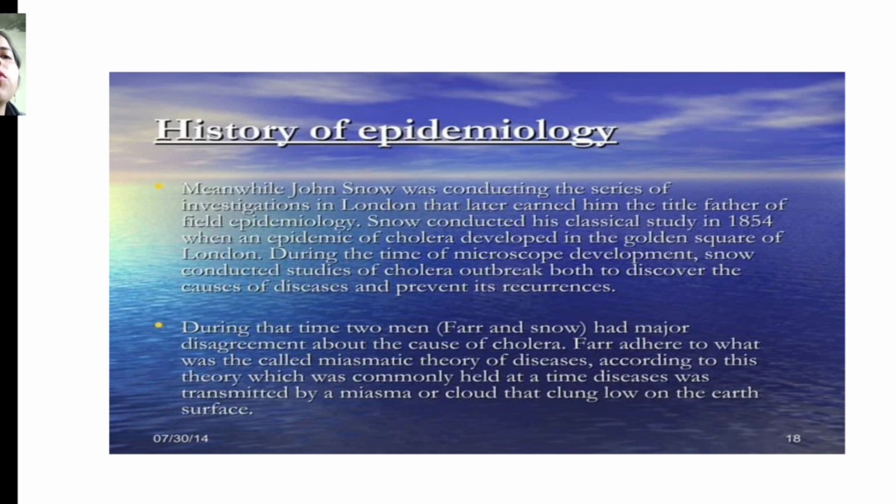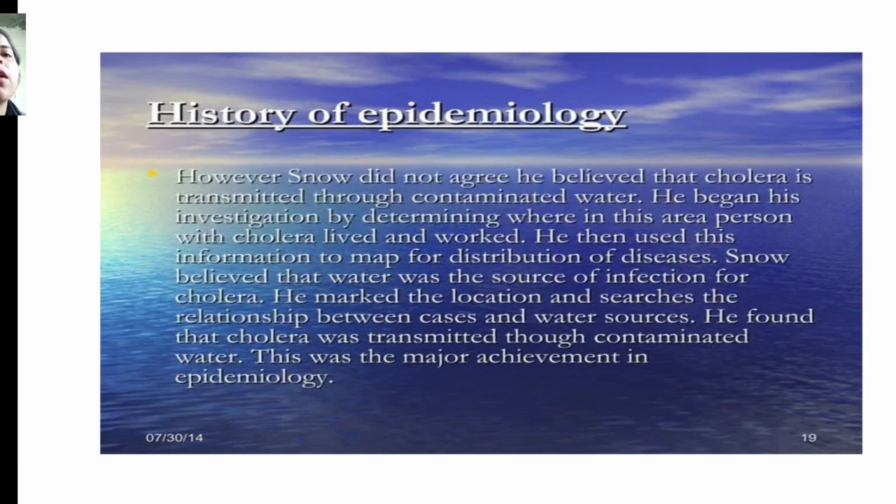During that time, two men had major disagreements about the cause of cholera. Farr adhered to what was called the miasmatic theory of disease. According to this theory, which was commonly held at the time, disease was transmitted by a miasma or cloud that clung low on the earth's surface. However, Snow did not agree. He believed that cholera is transmitted through contaminated water.